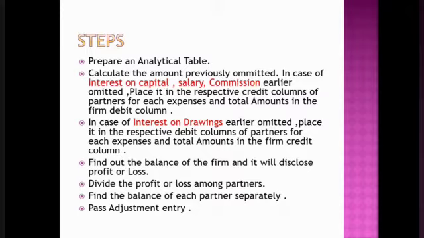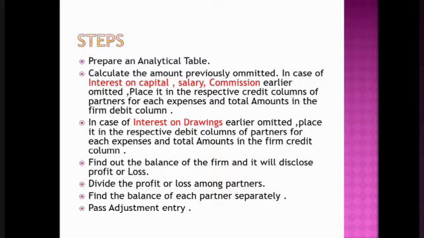That means, in case of interest on capital or salary or commission which was earlier omitted, after calculating, this amount is put in the respective credit columns of the partner. That means it is an income in the hands of the partner, whereas it is an expense in the hands of the firm. So it is placed in the respective credit column of the partners and the debit column of the firm. In case of interest on drawings which was earlier omitted, these are placed in the respective debit columns of the partner and in the credit column of the firm.